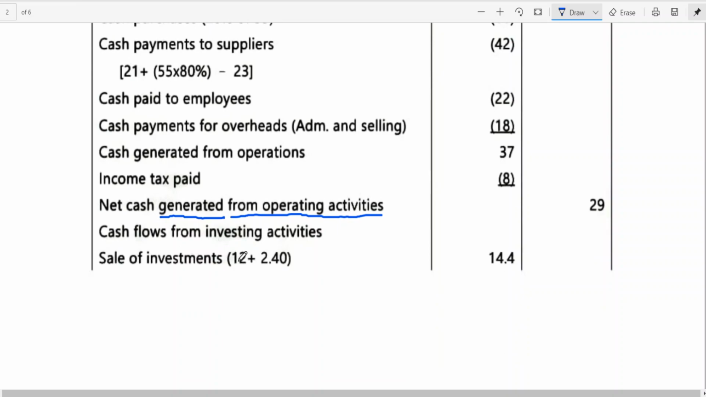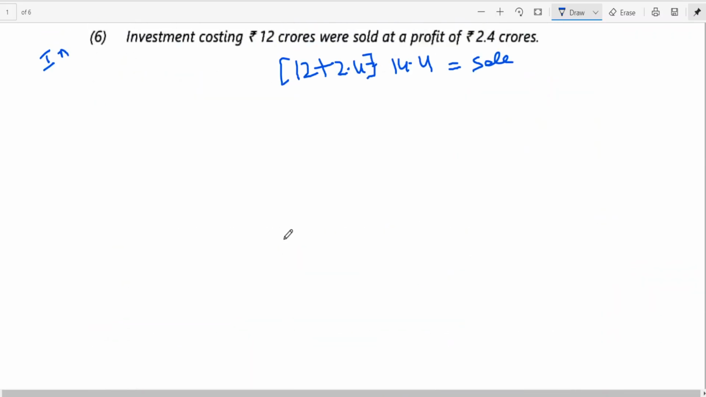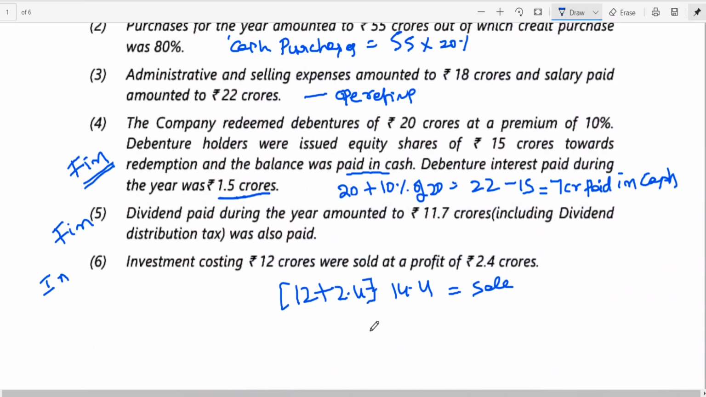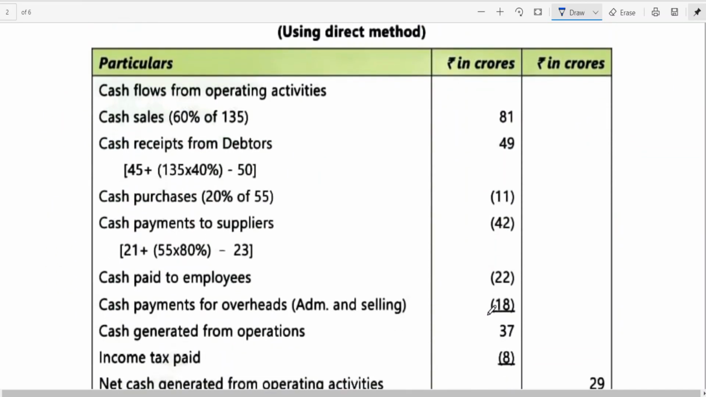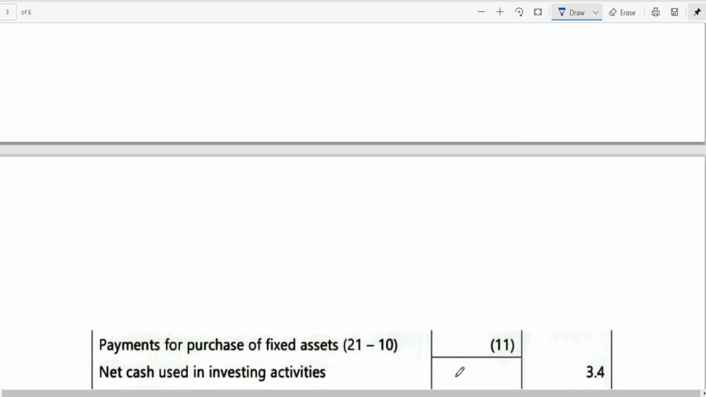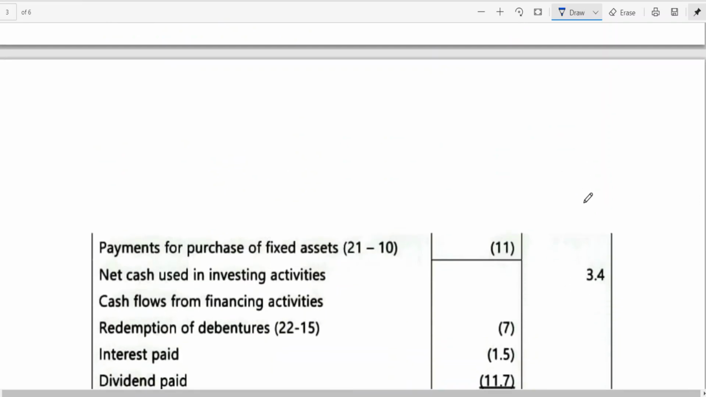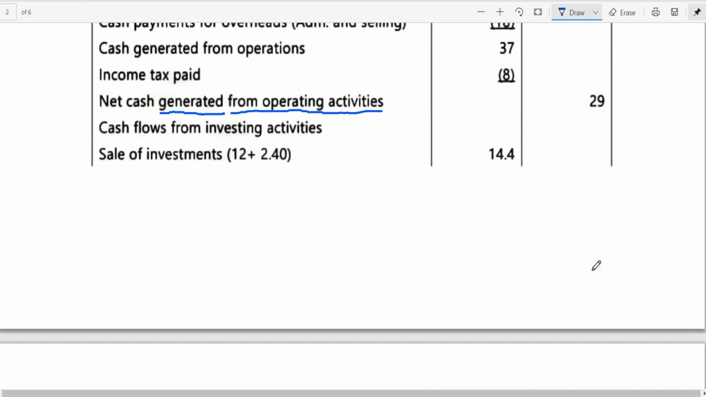Then we can go for cash flow from investing activities. This already I told you, sale of investment 12 crores plus profit of 2.4 crores. This explanation I have already given here. I have given here 14 to 14.4 crores is sales. Okay, then payment for purchase of fixed assets also I told you, exchange of asset 10 crores and 11 crores. So net cash used in investing activities. Is it net cash used or net cash generated?